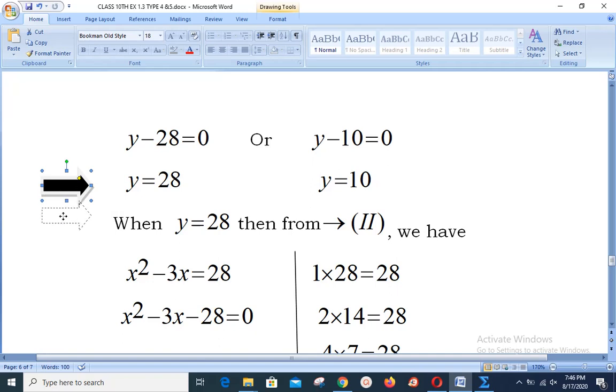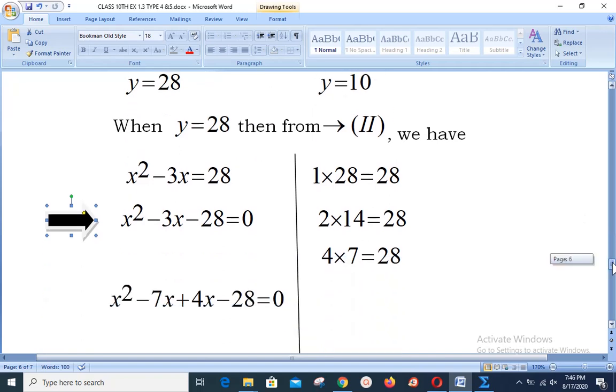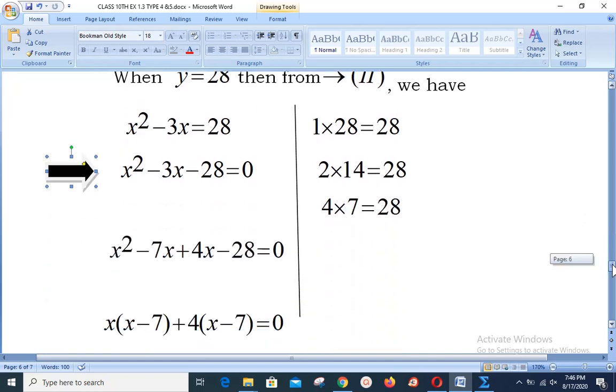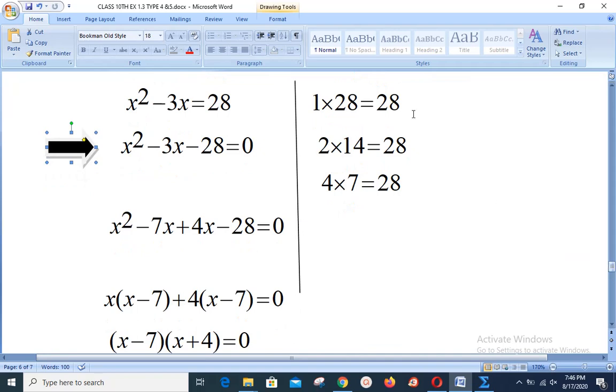When y is equal to 28, then from equation 2 we have x square minus 3x is equal to 28. In the next step, shift the constant number towards the left hand side. You have x square minus 3x minus 28 is equal to 0. Again, it is according to standard form. So making the factors of number 28 as are made on this rough working column, the suitable one according to this condition is the last one, that is 4 into 7 is equal to 28.